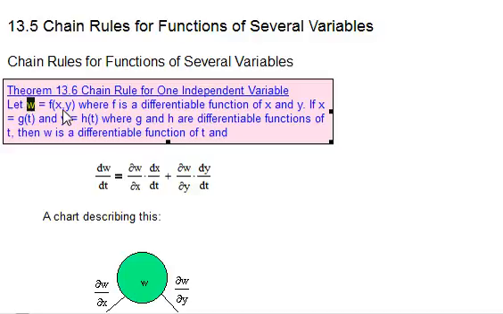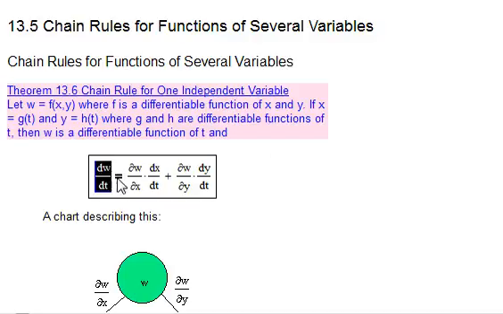Well, if w is a function of x and y, where f is a differentiable function of x and y, and if x is another function of some third variable t, actually maybe fourth, and y is also a function of t, where g and h are differentiable functions of t, then w is a differentiable function of t, and the derivative of w with respect to t is the partial derivative of w with respect to x times dx/dt plus the partial derivative of w with respect to y times dy/dt.